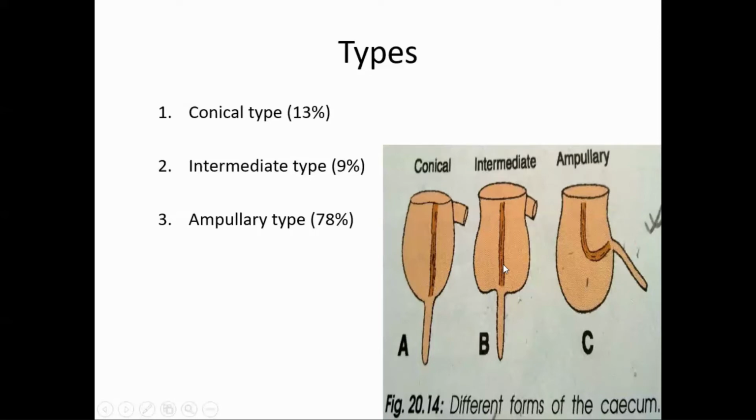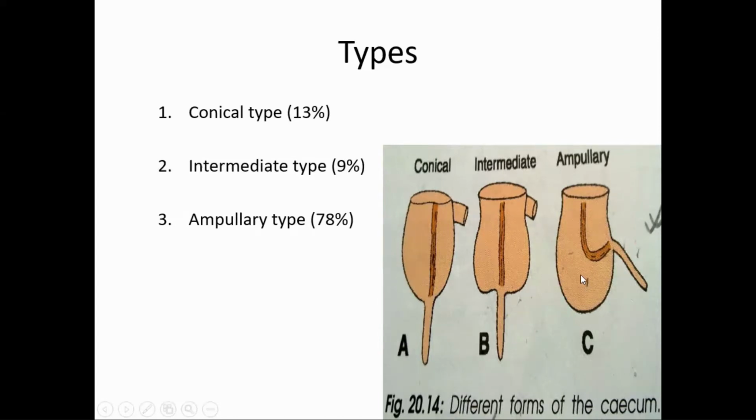Intermediate type is present in about 9% cases. This conical type is also called the fetal type. Intermediate type is also called the infantile type, present in 9% cases. And here in the intermediate type of the cecum, right and left cecal pouches are equal. And the vermiform appendix arises from the depressions of the cecum.